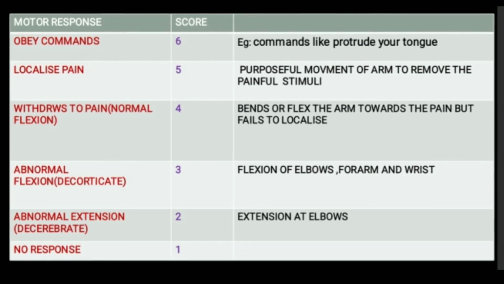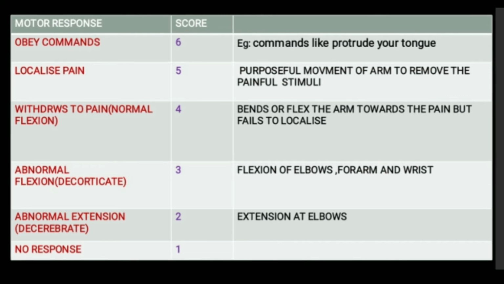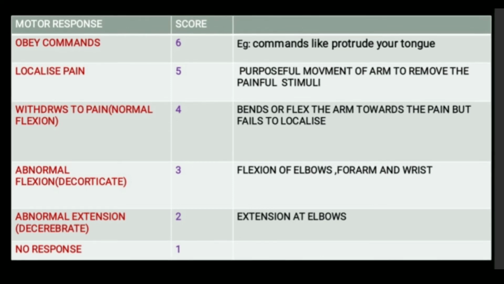If the patient is localizing the pain while we are giving a pain stimulus onto the supraorbital notch or onto the trapezius, the patient is doing a purposeful action or purposeful movement to remove the painful stimuli, then we can say the patient is having the score of 5.